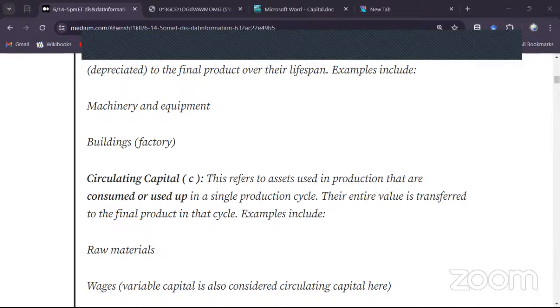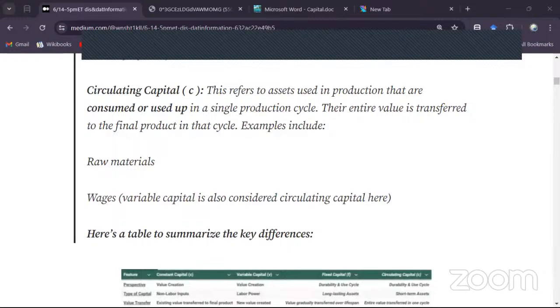And so certain things are used up in a single production cycle, thread, for example, in order to sew, as opposed to thread that is woven or whatever. And Nancy will just get mad at me for this whole business. Their entire value is transferred to the final product in that cycle. Examples include raw materials, wages. That is, variable capital is also considered circulating capital here.